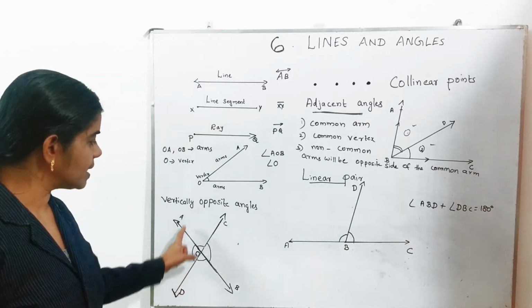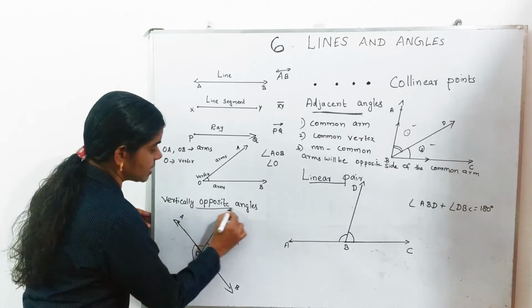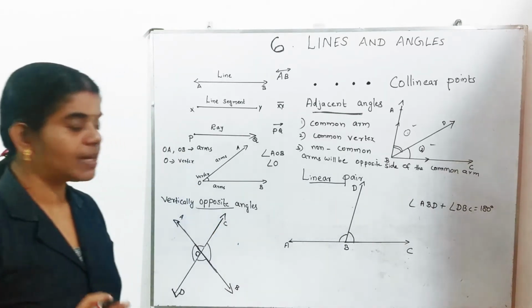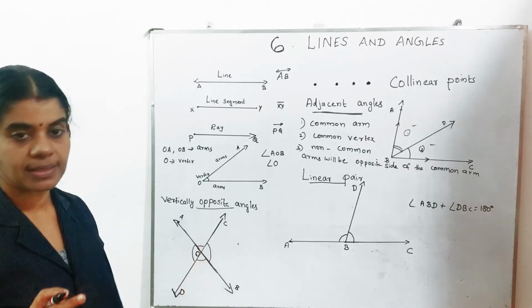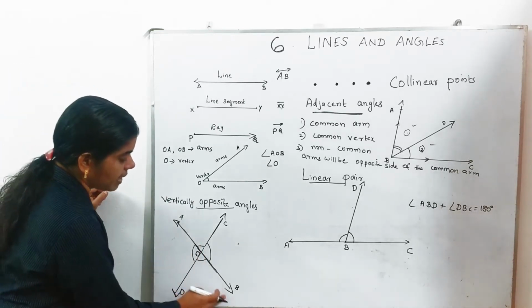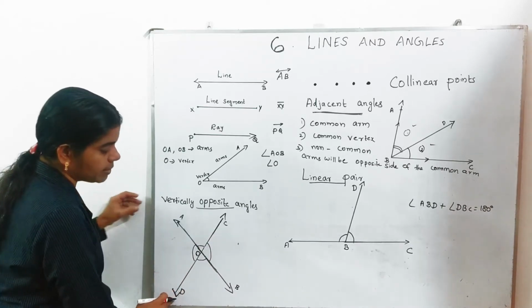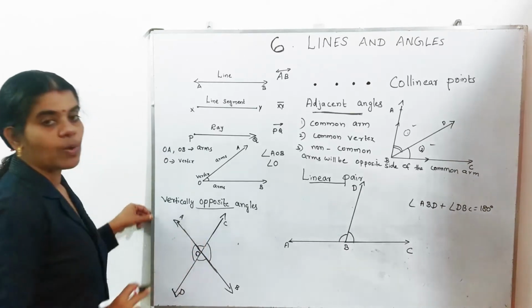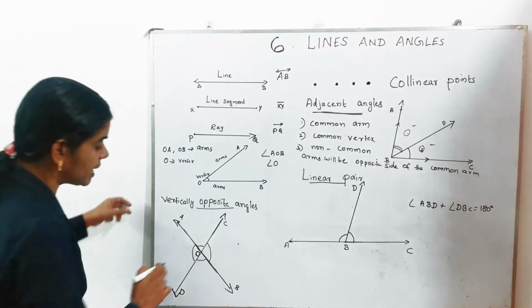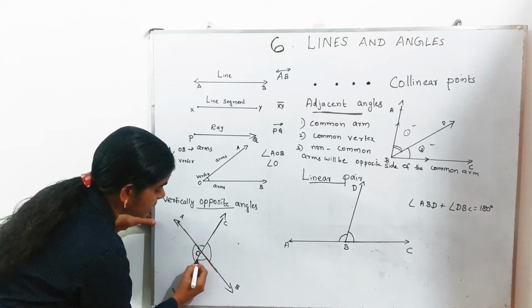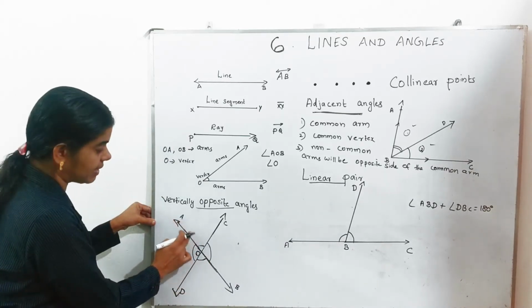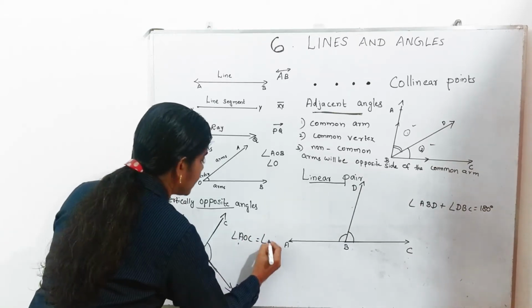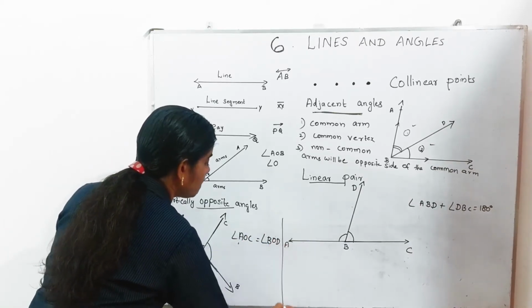Next I am saying about the vertically opposite angles. You already studied that. If you are marking an X, then how many pairs will we get? Two pairs of angles you will get. Here AB and CD are two lines intersecting at a point O, then vertically opposite angles will be equal. Which are the vertically opposite angles? This and this will be equal. How can we name those angles? Angle AOC equal to angle BOD.